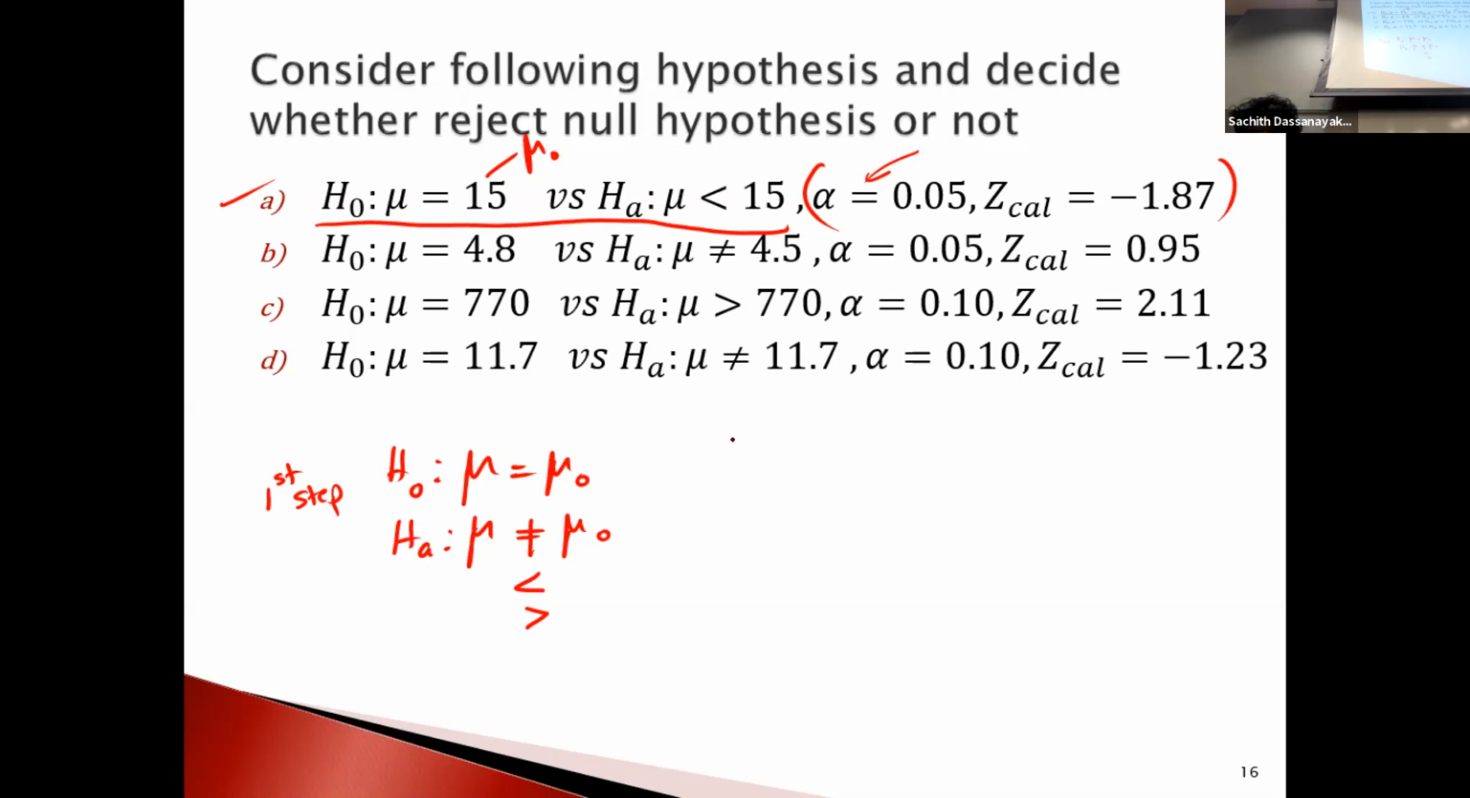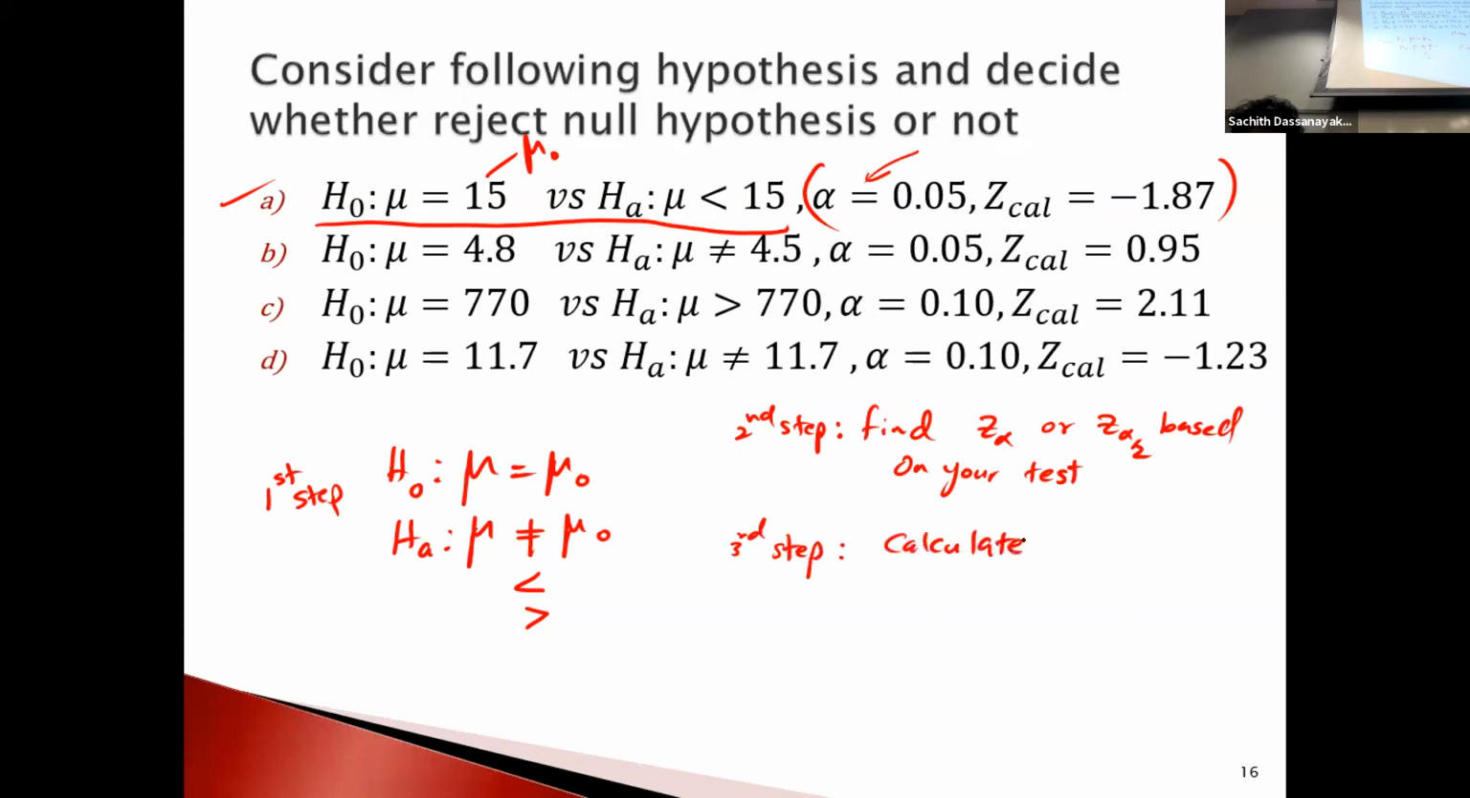Let me real quick write it. Second step, find C alpha or C alpha over 2 based on your test, which means two tail or one tail. Third step, calculate. That's what we are not going to do here, but later we will do. Calculate your CCAL, or we call this the test statistic.